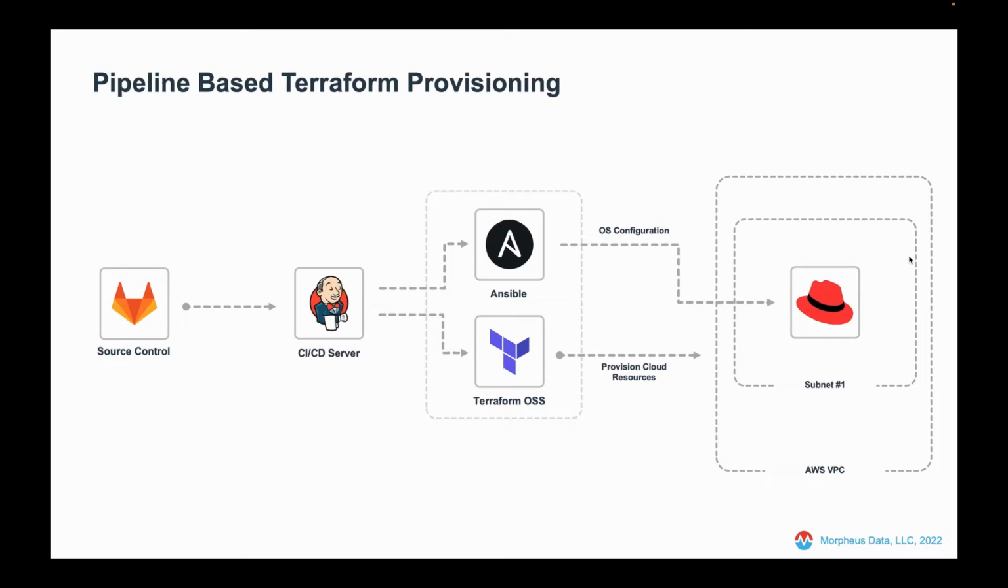In this particular case, we're using open source Terraform as part of a deployment process to stand up the infrastructure. In this example, you stand up the AWS VPC, the subnet, as well as the EC2 instance. Then finally, you also use a configuration management tool like Ansible to configure the operating system, and oftentimes to deploy applications as part of the provisioning process.